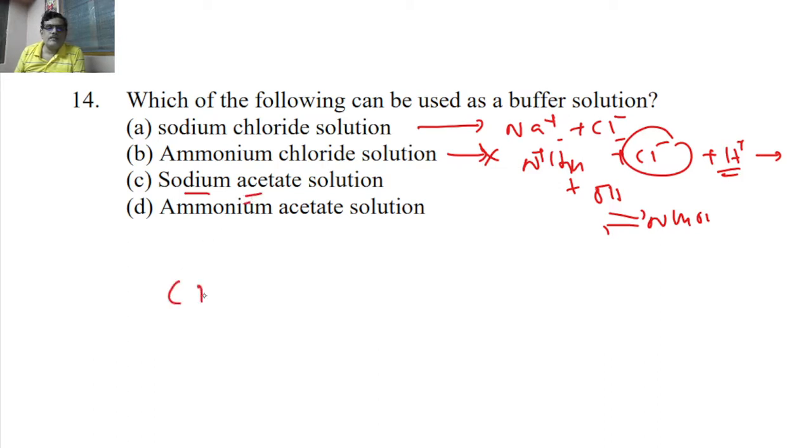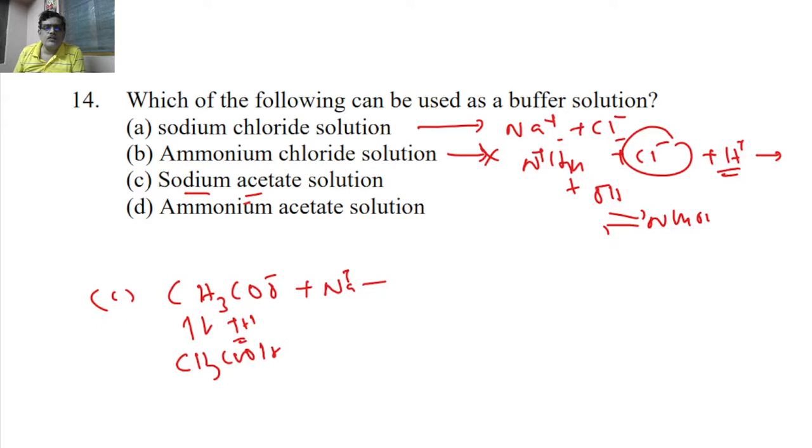Sodium acetate produces a small amount of acetate and Na plus. So in option C, this may combine with H plus ions to produce some amount of CH3COOH when acid is added, but sodium does not combine with OH minus, they remain as ions. So C cannot be the answer.